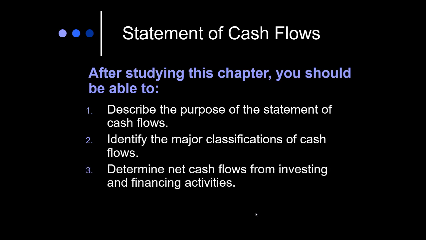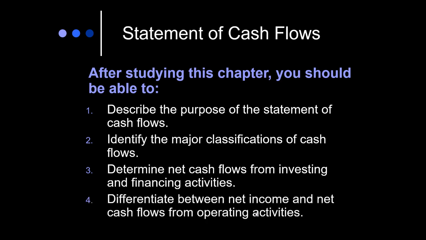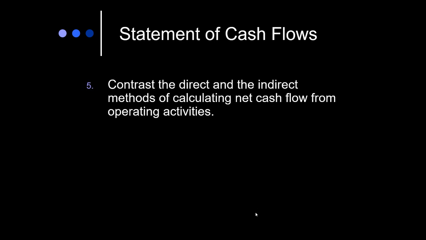Then you're going to look at how to determine net cash flow from the first two activities, investing and financing. And then you're going to look into the operating activities. Under the operating activities, there will actually be two methods, the direct and indirect methods, in calculating the net cash flow for the operating activities. And lastly is how to prepare the statement of cash flow.